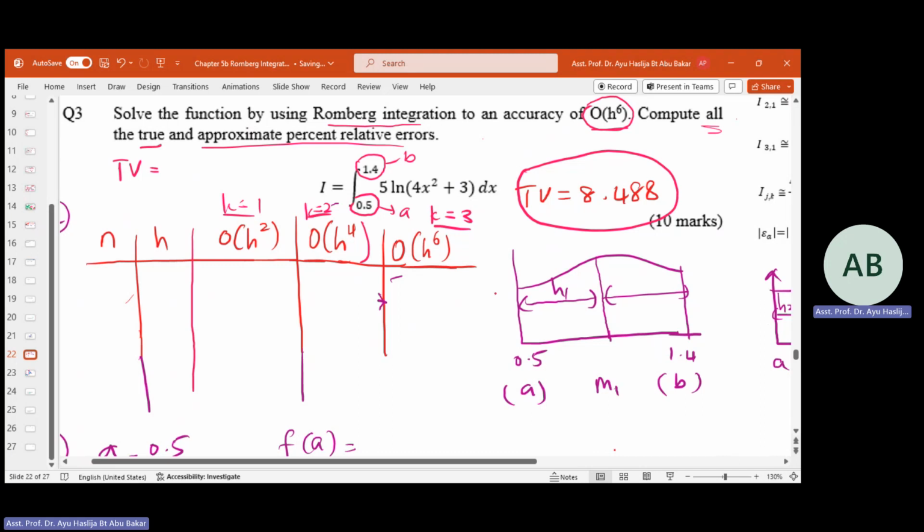Okay, so for O(h^6), k equals 3, that is I13, integration I13. Okay, how to get this I13? What value, which integration that you require? I12 and I22 in order for you to get I13.